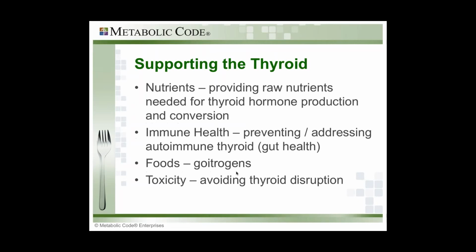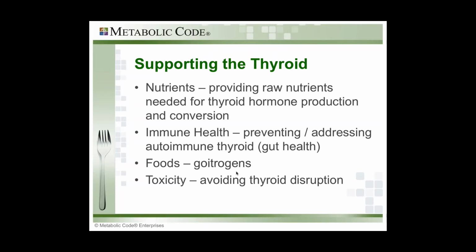So how do we support the thyroid? Well, there are a number of nutrients that are super important for thyroid hormone production, because they actually provide the raw materials for the substances to get made in the body. And then we have other nutrients that are needed to help convert T4 to T3, which is the active form of thyroid hormone.